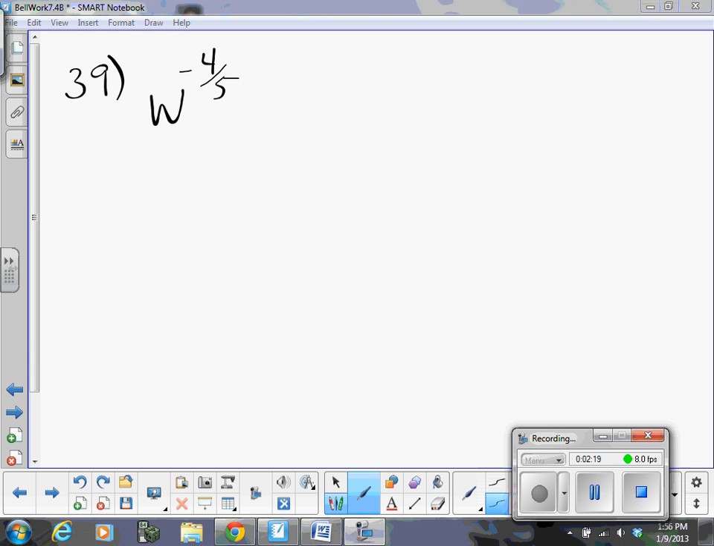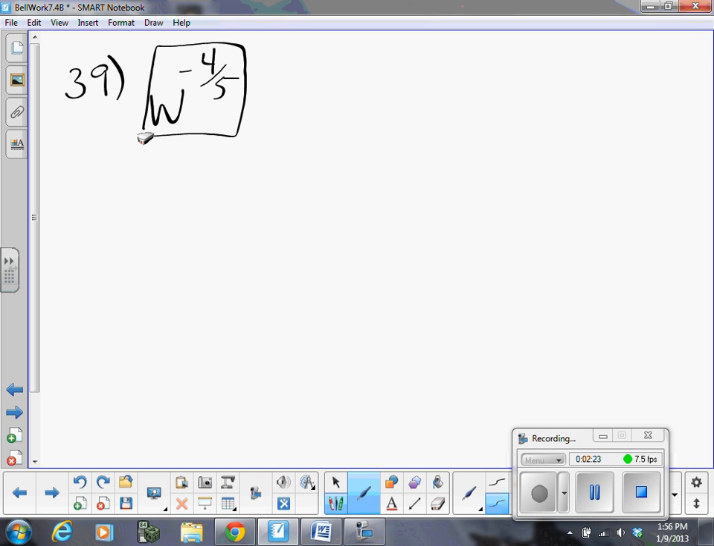Okay, so if you have a variable raised to a negative power, we just go downstairs with it. So it would be w to the positive 4/5, and you have to leave a 1 on top. We always have to leave something out there. You can't just leave it blank.